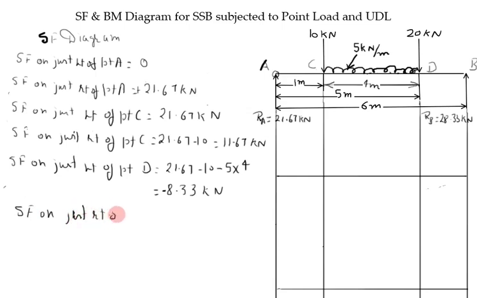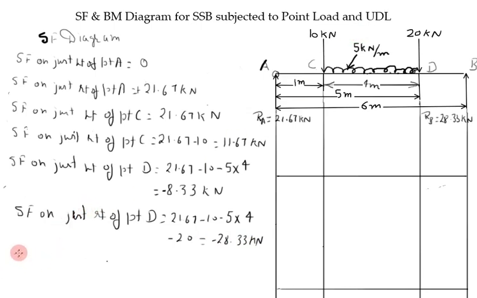Now shear force on just right of point D. Place your finger just right and sum up all leftward forces. So first one is 21.67 upward, 10 downward, UDL, uniformly distributed load, is downward, and 20 kilonewton is downward. So net becomes minus 28.33 kilonewton.